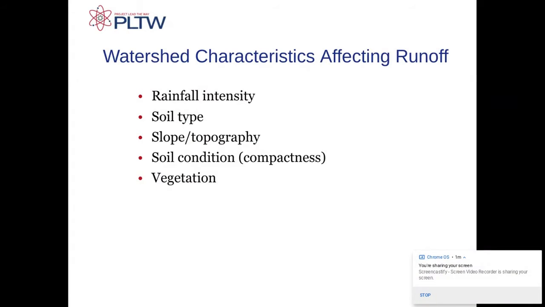Vegetation: if it's more heavily vegetated, so a grassland or a wooded or forest area, it will absorb a lot more than a non-vegetated area.